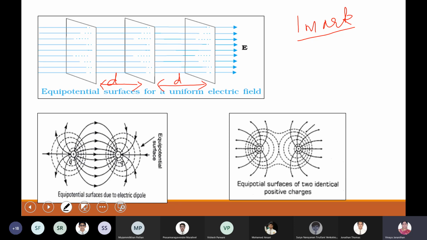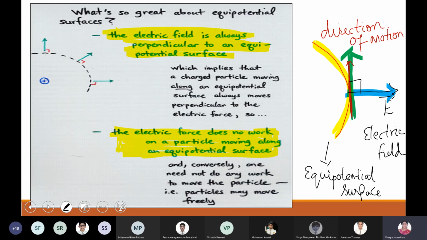Okay, we'll go for some properties, some features of equipotential surfaces. Okay, now look at this. The electric field is always perpendicular to an equipotential surface. So you can write the subheading as characteristics of an equipotential surface. Right, boys? Characteristics of equipotential surface.